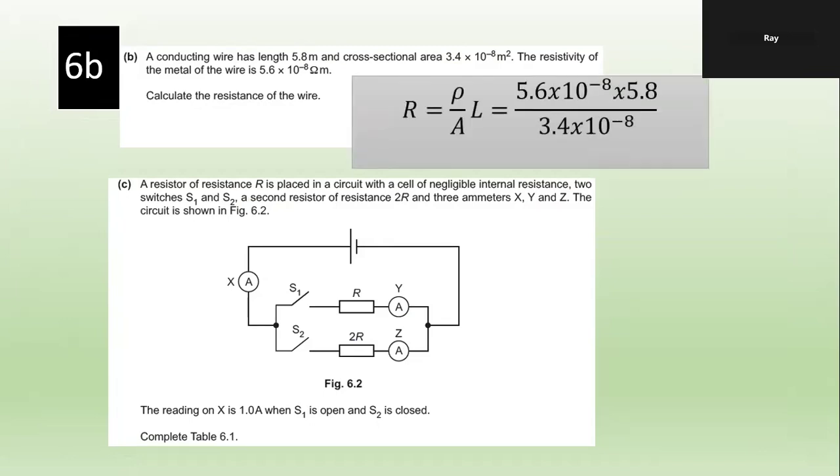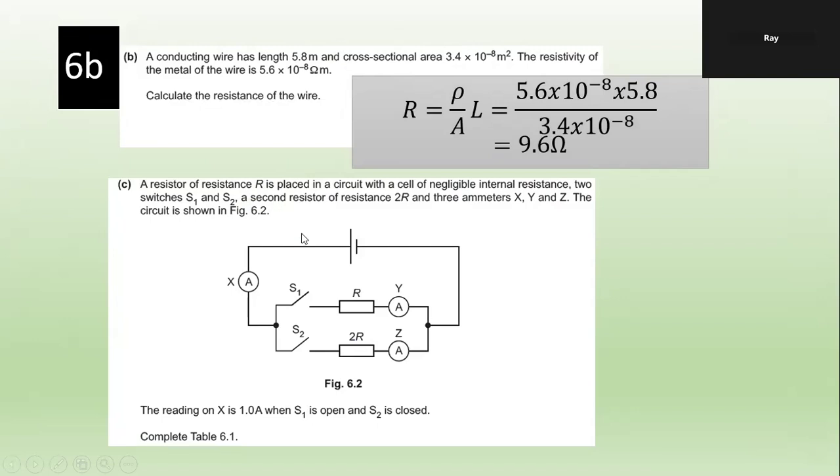Resistivity formula now, that's all. Resistivity is given, L is 5.8, and cross-sectional area, everything is given to you. No need to change the unit. The unit is changed for you already. Okay with that?